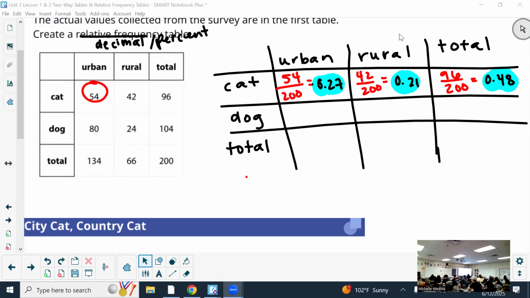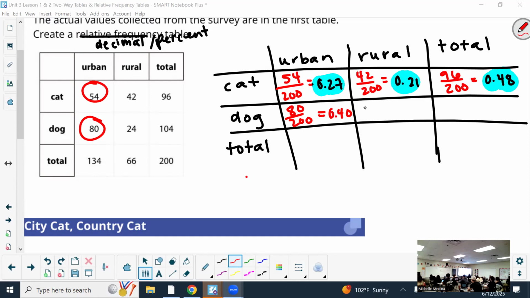James, what would be the relative frequency of the people who chose dog and urban for their preferred, I don't know what you want to call it, this one? What did they get for this one? 0.4 or 0.40 is correct, which would be equivalent to 40%. And for that, you would have had to divide 80 by 200. Because that's this one. Okay.